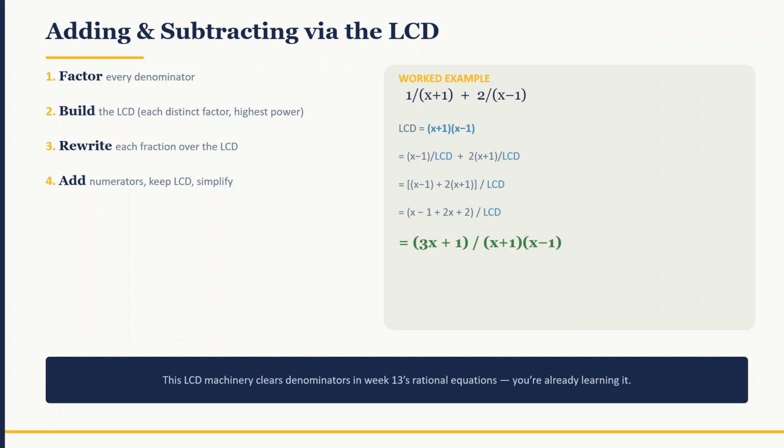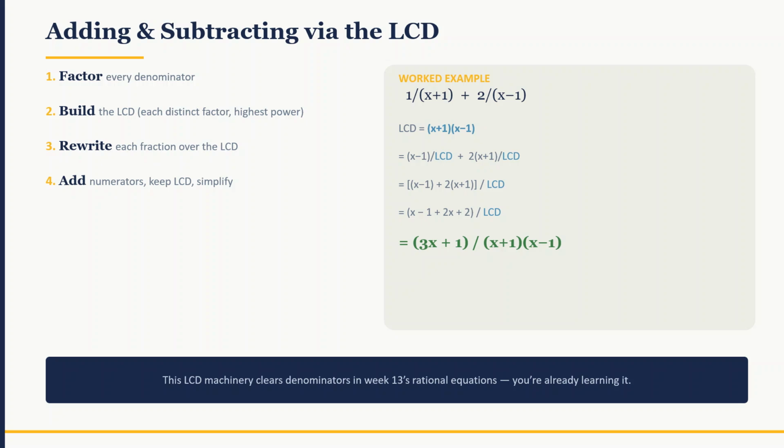2 important habits. First, do not multiply out the least common denominator into a single polynomial unless you have a reason to. Keeping it in factored form makes it obvious whether the final answer reduces further by canceling. Second, after combining, check whether the new numerator shares a factor with the least common denominator. If it does, cancel and update the restrictions. In our example, 3x plus 1 does not share a factor with x plus 1 times x minus 1, so the answer is already in simplest form.